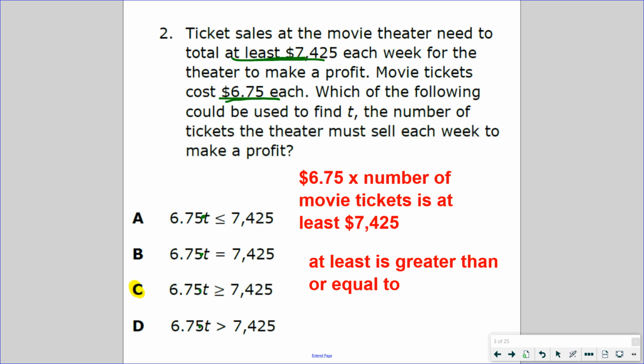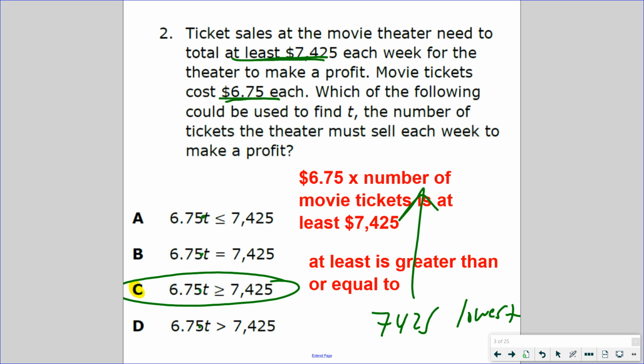But then it says at least. That means 7,425 is the lowest amount it can be. It cannot be anything lower than a number. That means all the numbers have to be higher than that or equal. This is why C, because at least is the same thing as saying greater than or equal to.